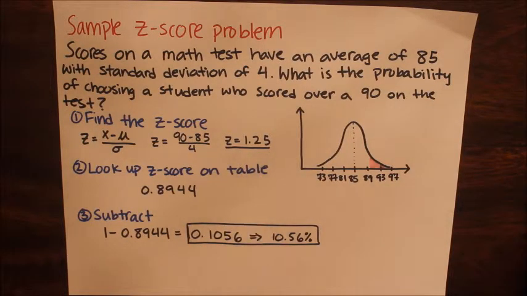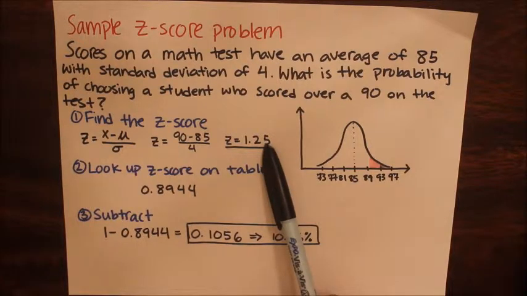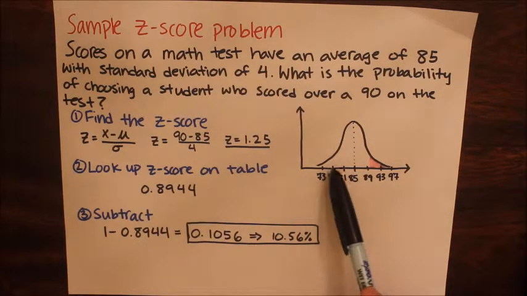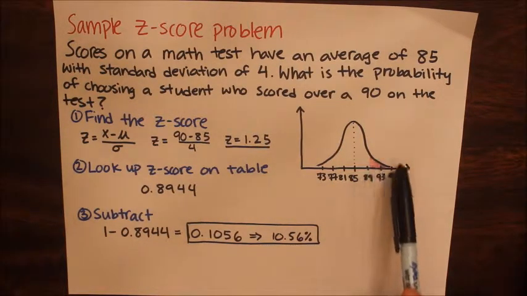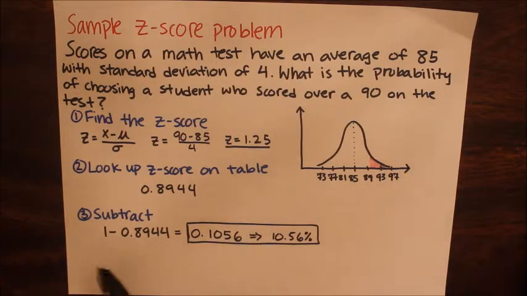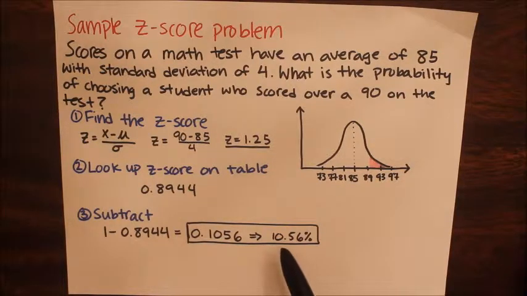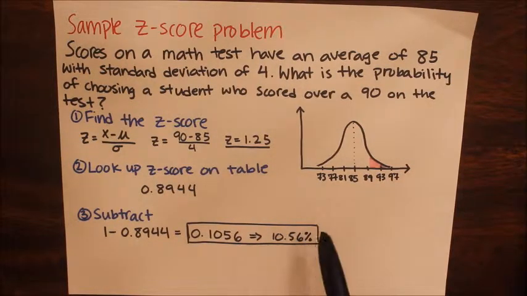If you look on the table, it'll come in a column and a row. On the column, we can look for 1.2, and on the row, we can look for 0.05. And if we match those two column and row up together, we'll find that the probability is 0.8944. But this value is the cumulative value from here to here and not this area. So we have to subtract that from 1 and we get 0.1056, otherwise known as 10.56%.